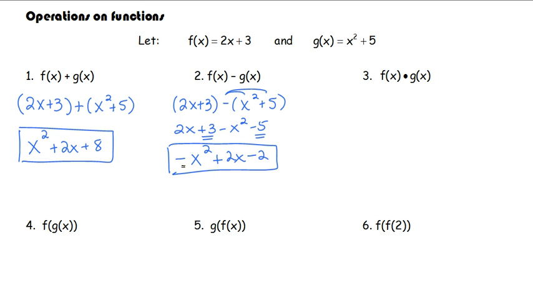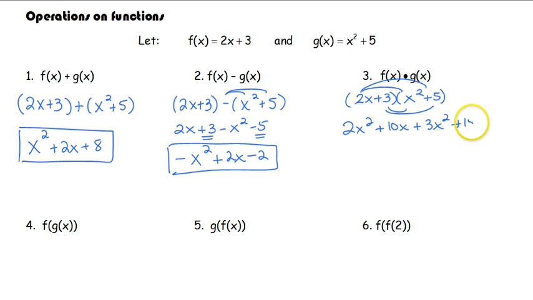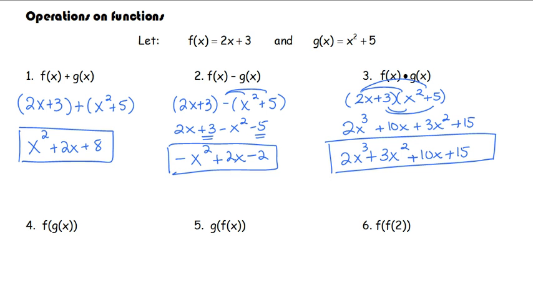Number 3, we have f of x times g of x. Our f of x is 2x plus 3. We're multiplying that by g of x, which is x squared plus 5. We have two binomials being multiplied together, so we have to FOIL. 2x squared plus 10x plus 3x squared plus 15. Oops, that first piece is 2x cubed. 2x times x squared is 2x cubed. Again, we put it in descending order, so we've got 2x cubed plus 3x squared plus 10x plus 15. So this one we didn't have to actually add any like terms together, we just had to rearrange our pieces.